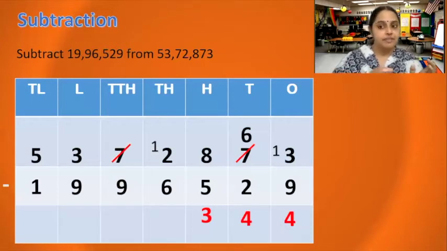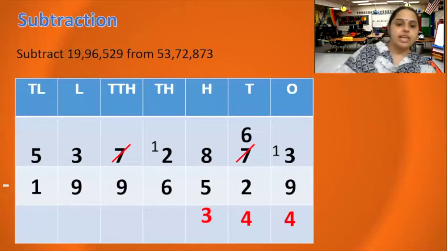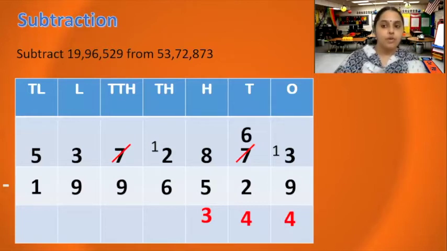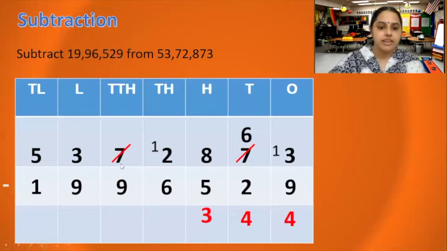From 7, 1 ten is given. So in the thousands place, 2 becomes 12. And what is 12? 12, isn't it? Now from 12, can 6 be subtracted? Yes, it can be subtracted. But what happens to this 7?